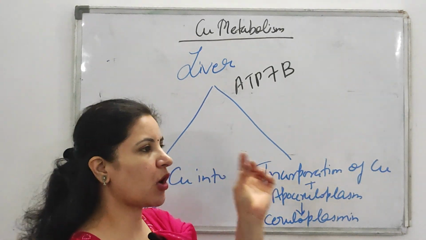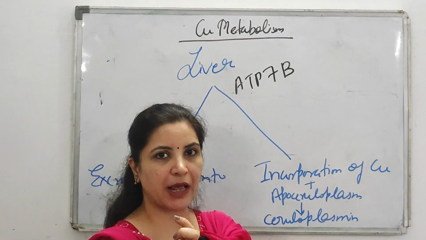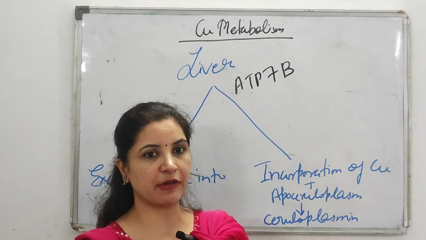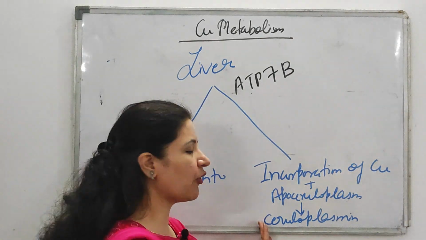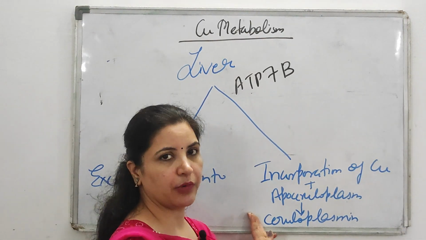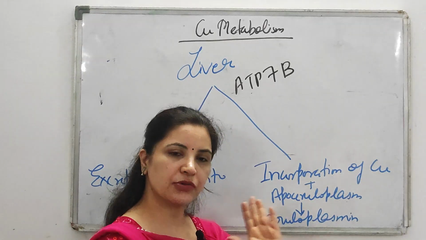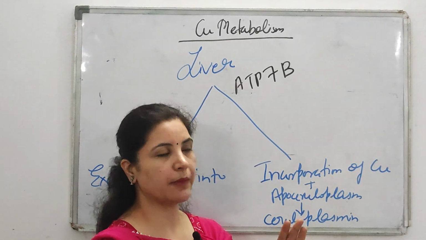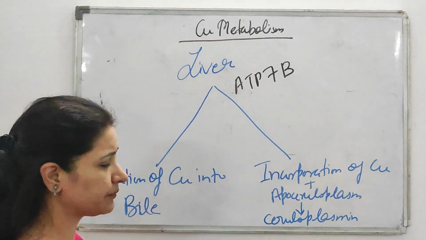So what happens? First, copper combines with your apoceruloplasmin, and with the help of ATP7B, it is incorporated and will form your ceruloplasmin. And what is ceruloplasmin? It is the transporter protein. In the ceruloplasmin form, copper is transported into the whole body. Okay, so this is the normal mechanism.